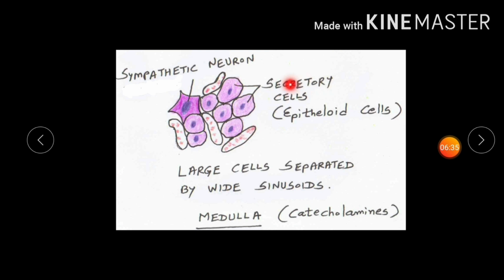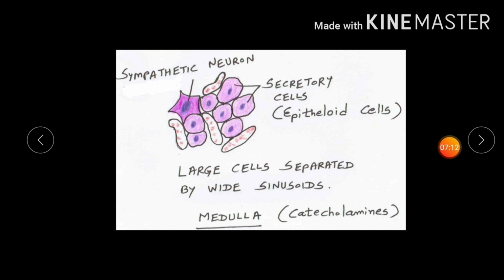These secretory cells are also known as the epithelioid cells, and they are separated from each other by the capillaries or the sinusoids. So here you can see the large cells separated by the wide sinusoids, as well as the more acidophilic cytoplasmic cell represented by the sympathetic neuron, and this medulla is going to produce the catecholamines, adrenaline as well as noradrenaline.